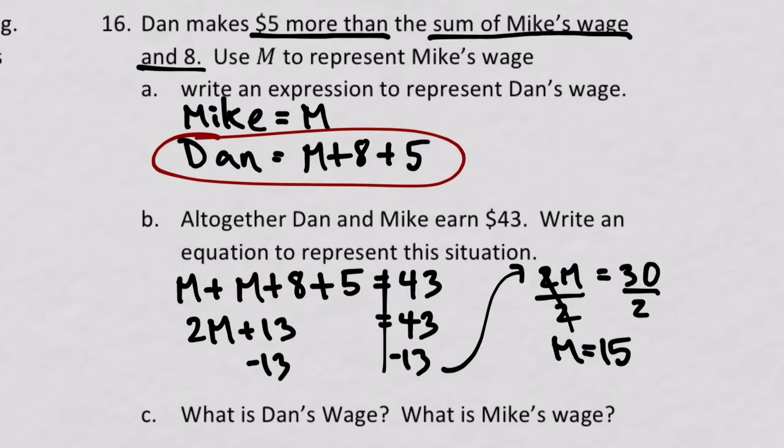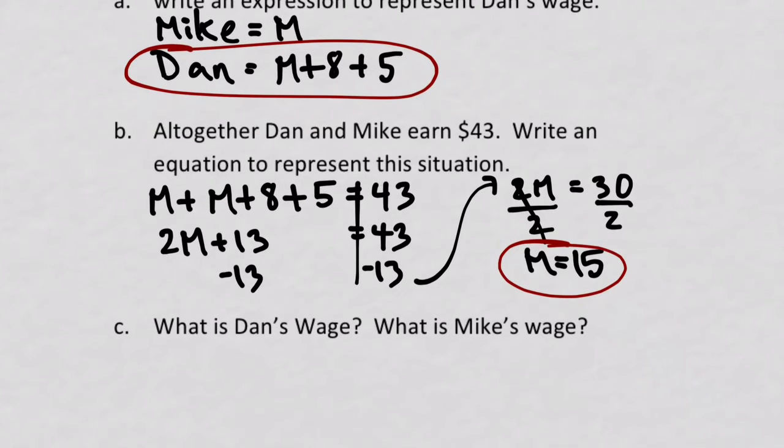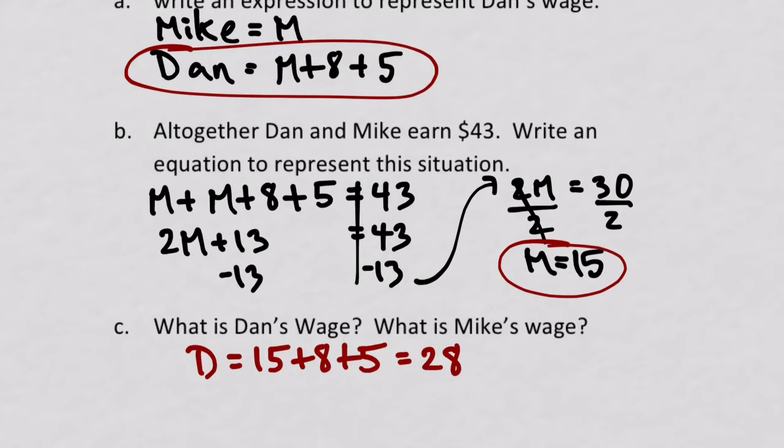Who is that? That is Mike's wages. The question is, what is Dan's and what is Mike's? So I'm going to try to figure out both. Mike is 15. Dan, according to this, is M plus 8 plus 5. So 15 plus 8 plus 5. Okay. So I got Mike. Dan is going to be 15 plus 8 plus 5, which gives me 28. And there's your final answer. Dan makes 28, Mike makes 15, together they make 43. Makes sense.